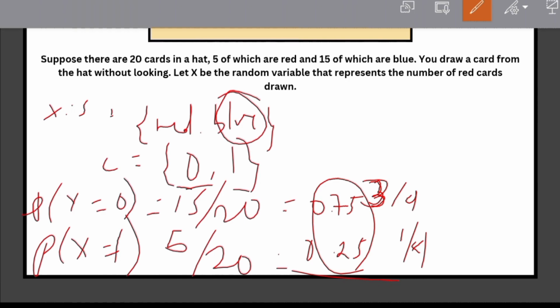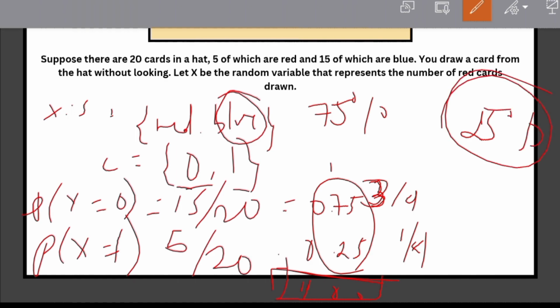So our probability is equal to 1, right? But what we are looking for is the probability of drawing red cards. So in this case, as we've seen here, we have 0.75 or a 75% chance of drawing a blue card, or not a red card, but we have a 25% chance of drawing a red card.